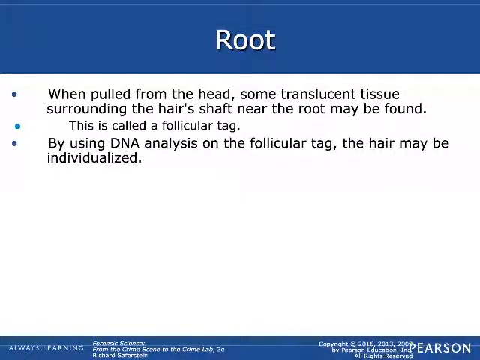If hair is being pulled from your head, some tissue may be around the hair shaft and near the root, and that's called a follicular tag. A follicular tag is someplace where we can get DNA. You can get DNA out of there, and then you could individualize and figure out who the hair actually belongs to.